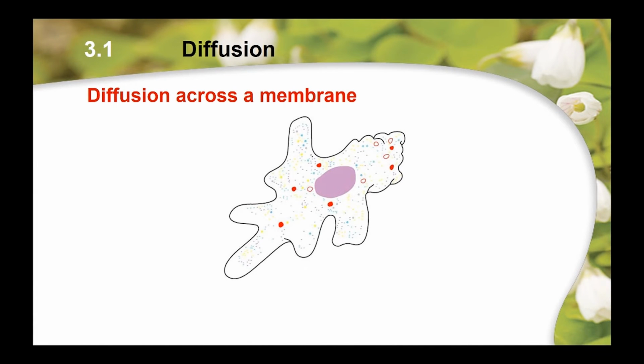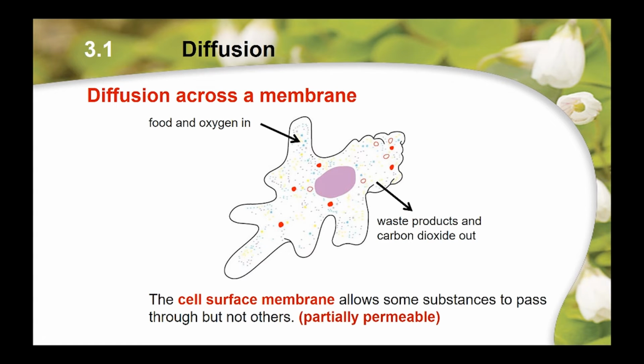Likewise, if you think about it in terms of a cell, we need to understand that the cell has this structure that we call a partially permeable membrane, because the partially permeable membrane, which is the plasma membrane, allows only some substances to pass through, but not others. This means that with the help of diffusion, food and oxygen can actually diffuse in, whereas any waste products or carbon dioxide that is being formed within the cell can actually diffuse out.